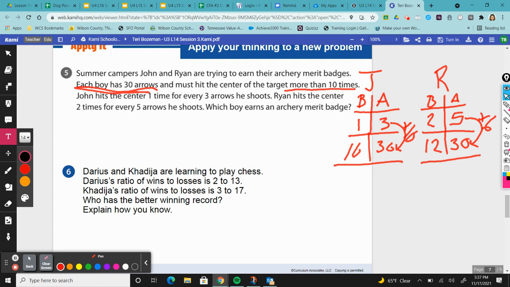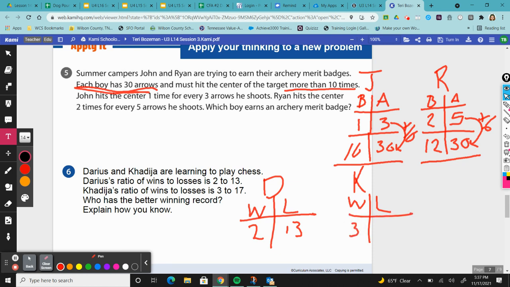All right, let's take a look at number 6. Darius and Khadijah are learning to play chess. Darius's ratio of wins to losses is 2 to 13. Khadijah's ratio of wins to losses is 3 to 17. All right. Who has the better winning record? So we want to compare wins, which means losses have to be the same.